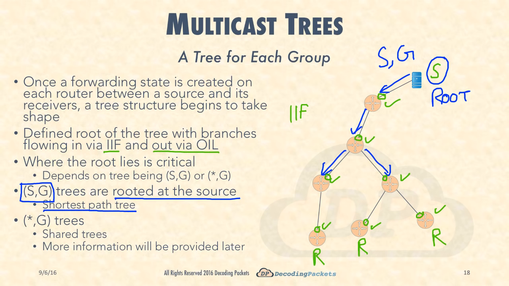The star comma G with the unknown source or any source is actually called a shared tree. Why? We'll give you more information later, but right now it's too early in the concepts to go into star comma G trees, so we'll table that issue for a later time. But right now, know that S comma Gs, it's very easy to see, they are rooted at the source. So there is a tree, there is a root. For S comma G, that just happens to be at the source itself.